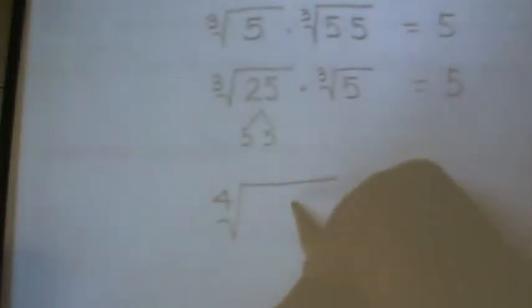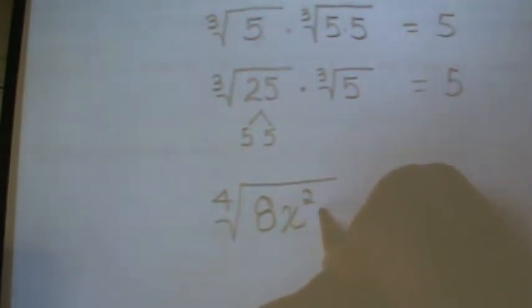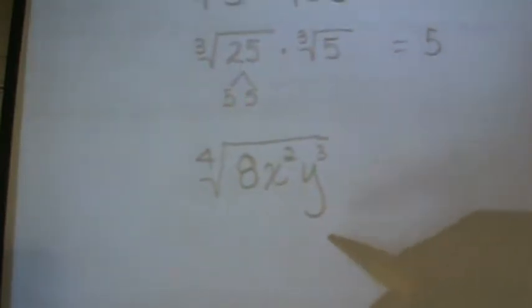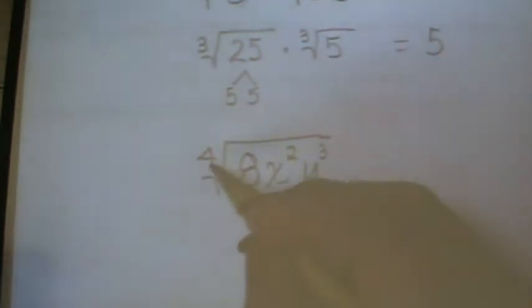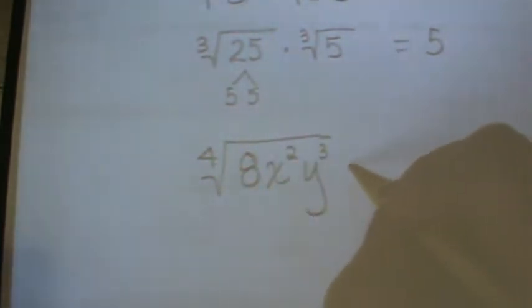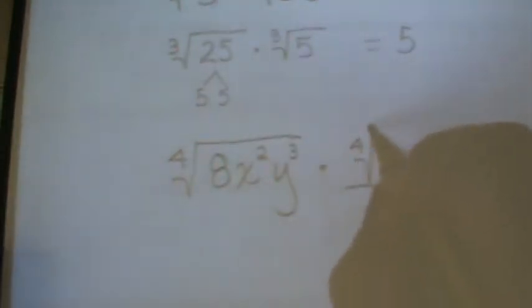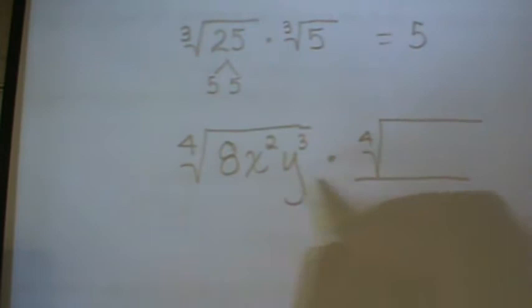So let's say I gave you the 4th root of 8x squared y cubed. Now I'm going to mix some variables in here. What do I need? What's missing to eliminate the radical? This is what's missing. What do I need? Okay, the indexes have to be the same. So what's missing?